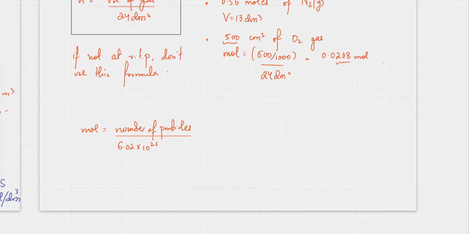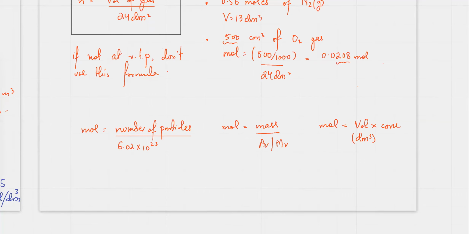Then we had moles is equal to mass divided by AR or MR. And we had a discussion on AR and MR, what that thing represents. Then we had moles is equal to volume into concentration. That's specifically for solutions, where the volume must be in dm³. Everything must be converted into dm³.